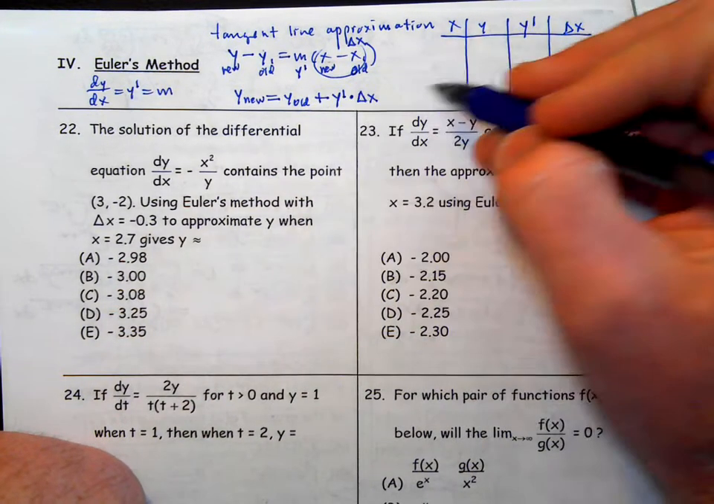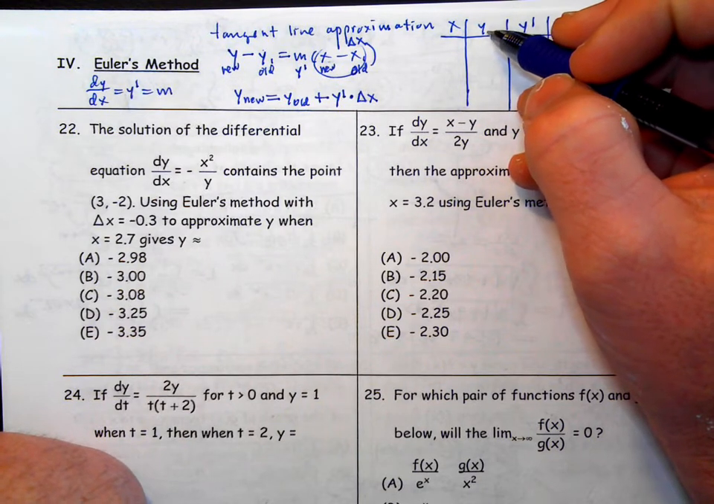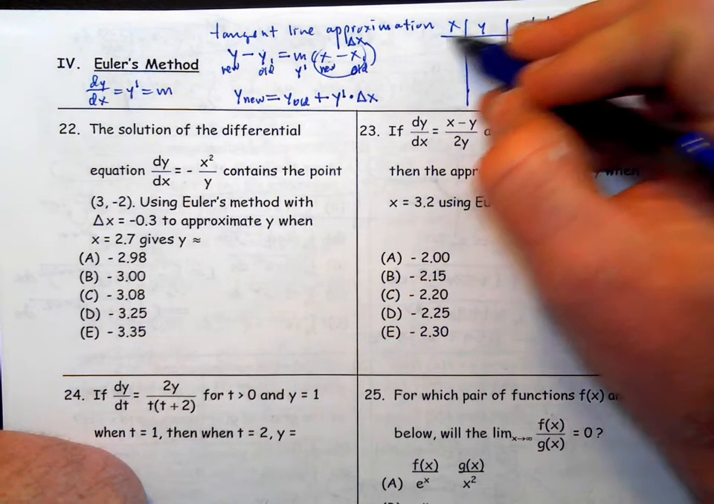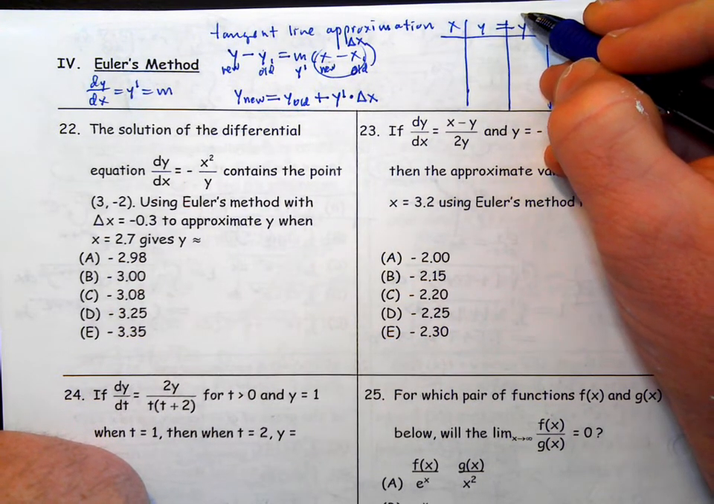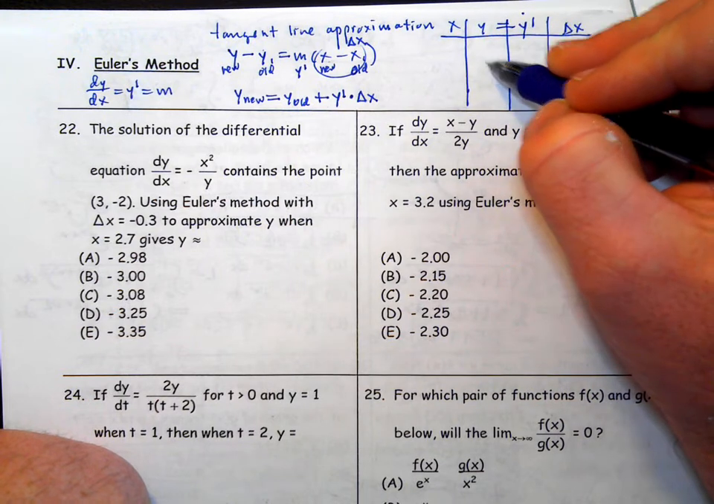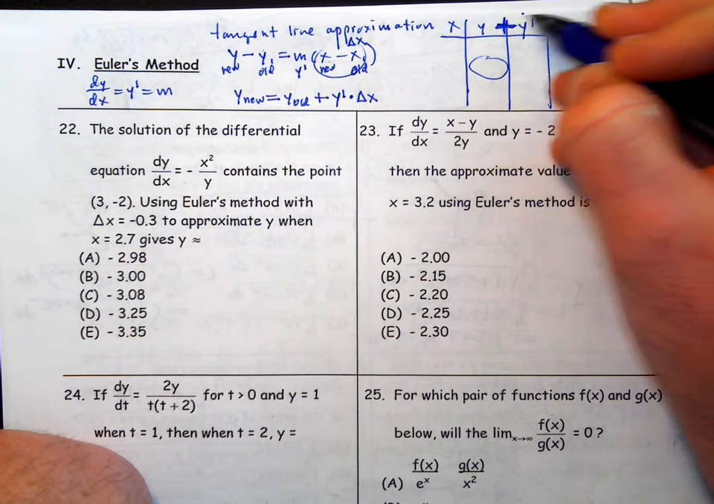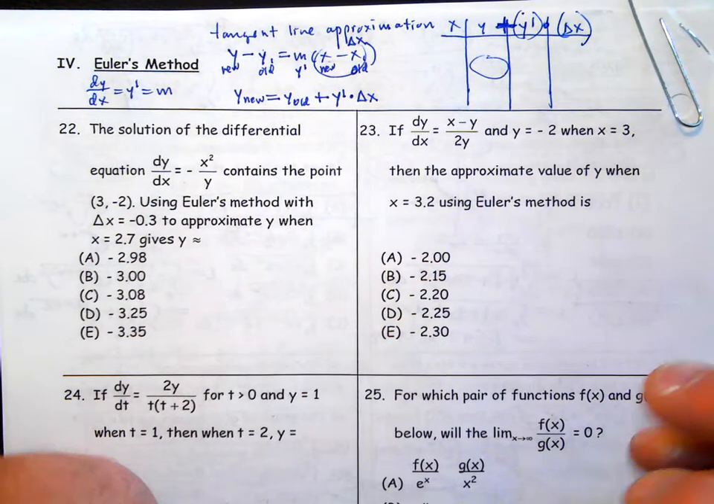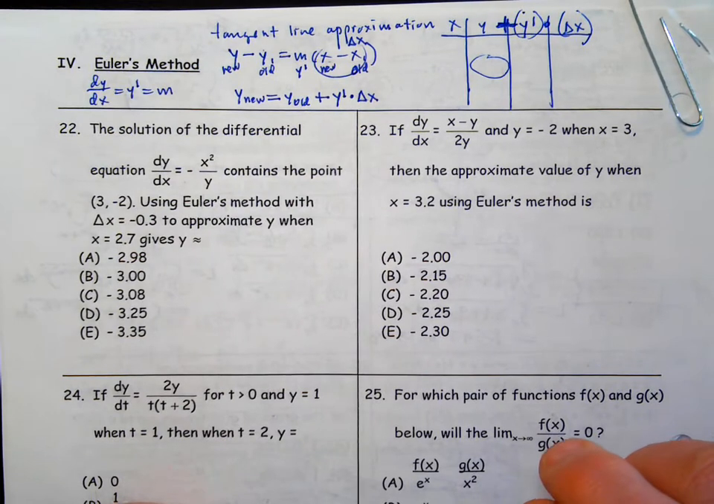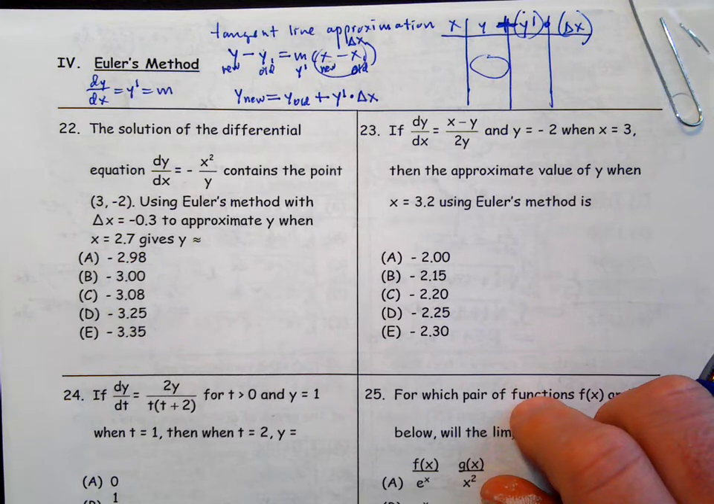And we are using this idea right here: y new equals y old plus y prime times delta x. So it's not just enough to remember what goes in the columns, but also how they're related. So let's see if we can try that together.